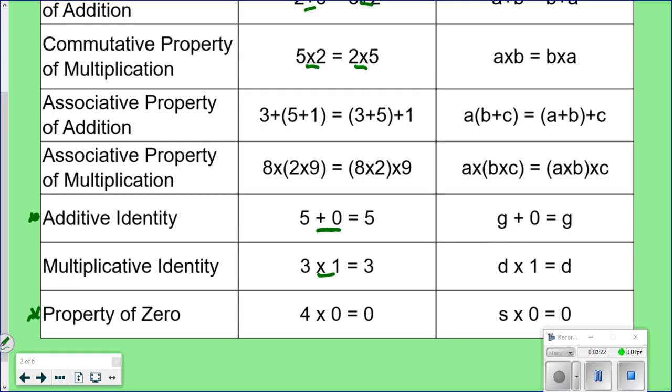Property of 0 is multiplying something by 0 and the answer being 0. So that's pretty easy. Property of 0 means when you multiply by 0, it doesn't matter what number you multiply by, the answer is always 0.